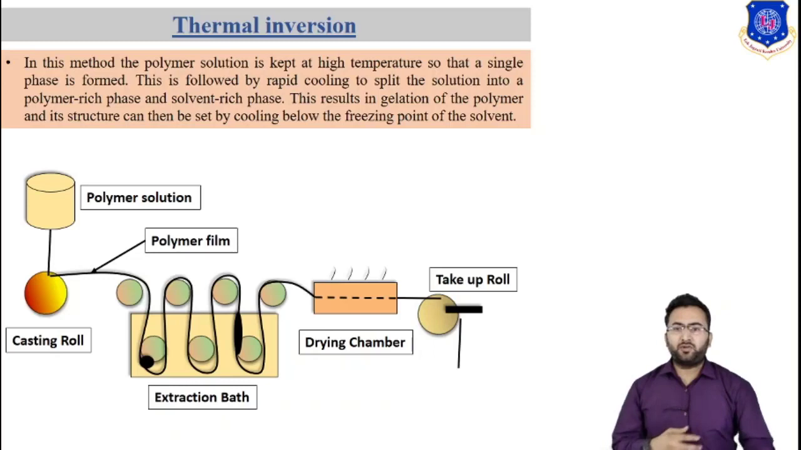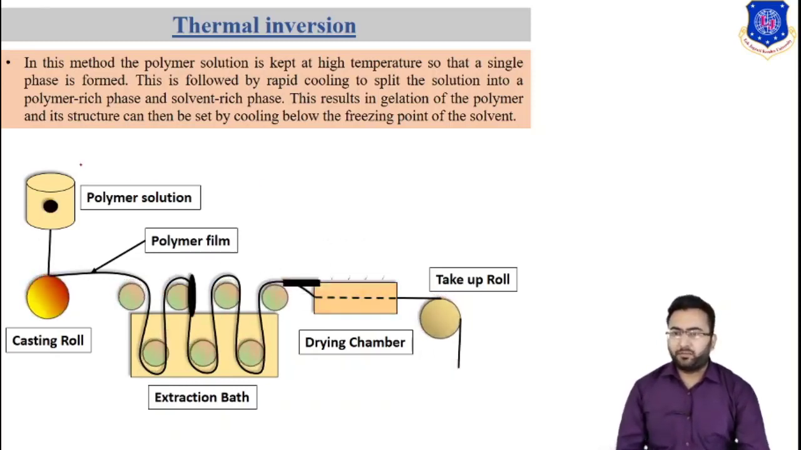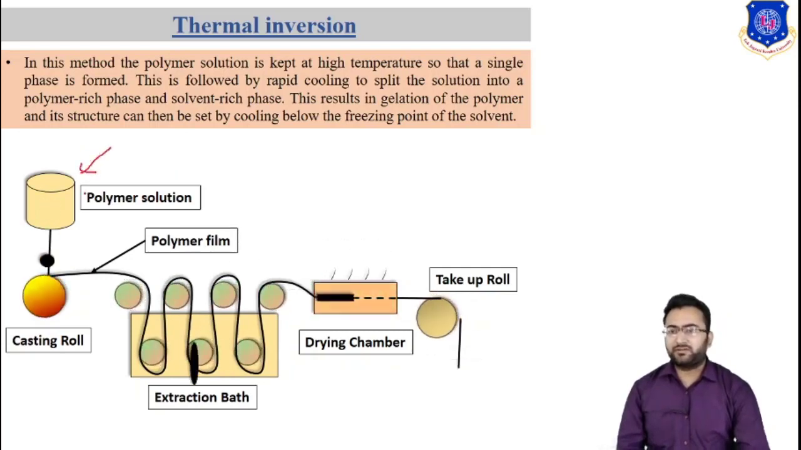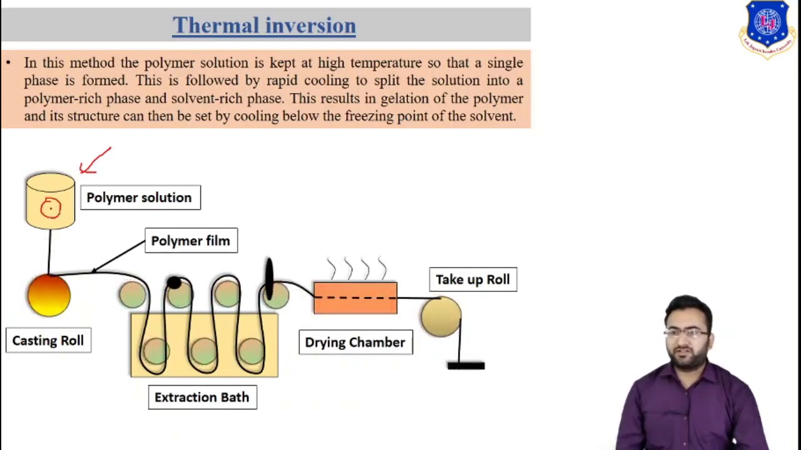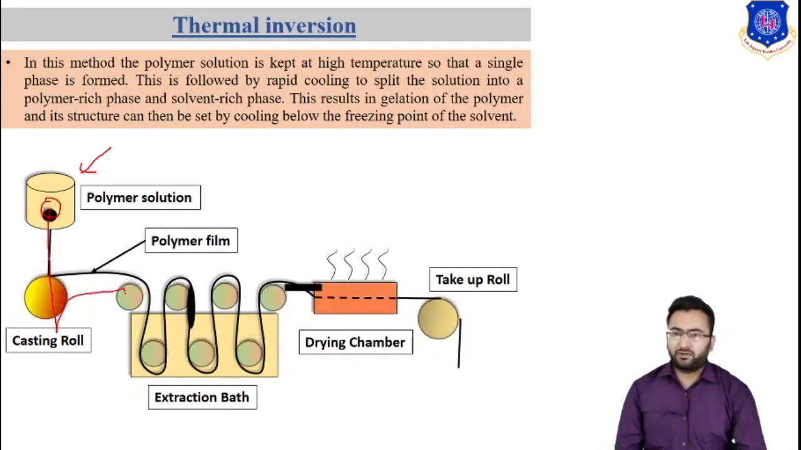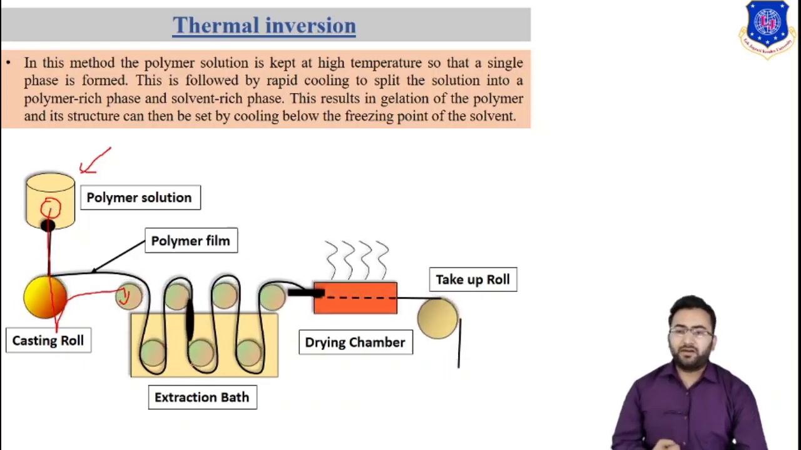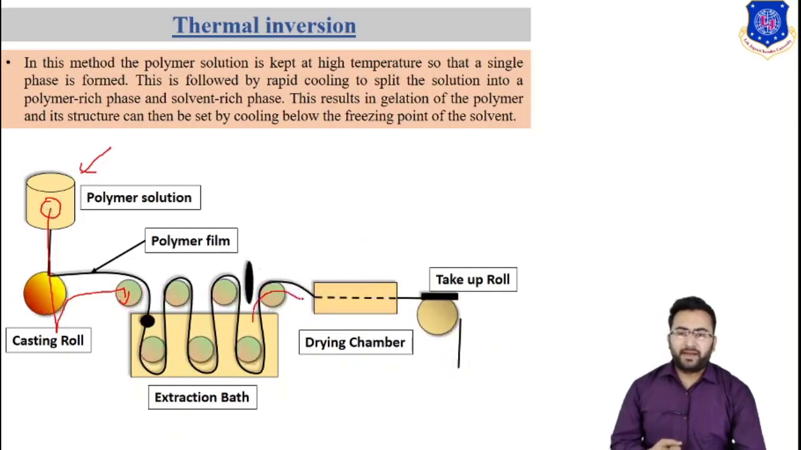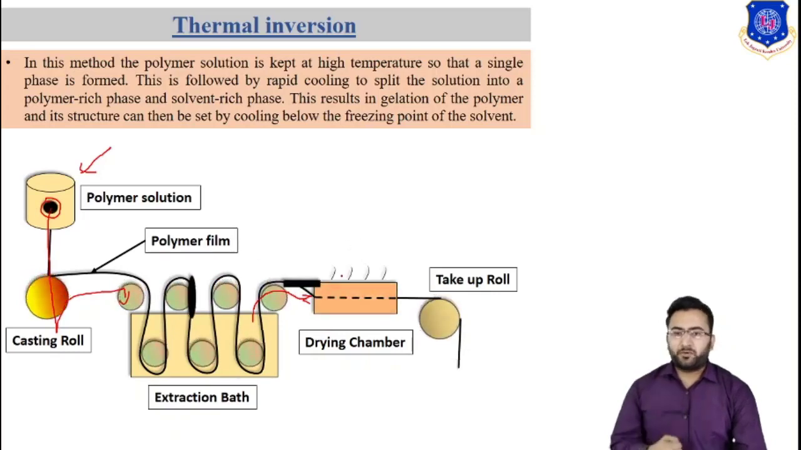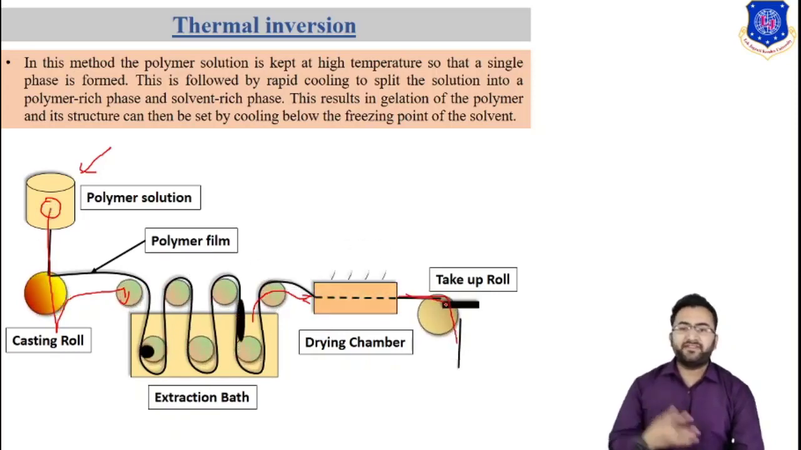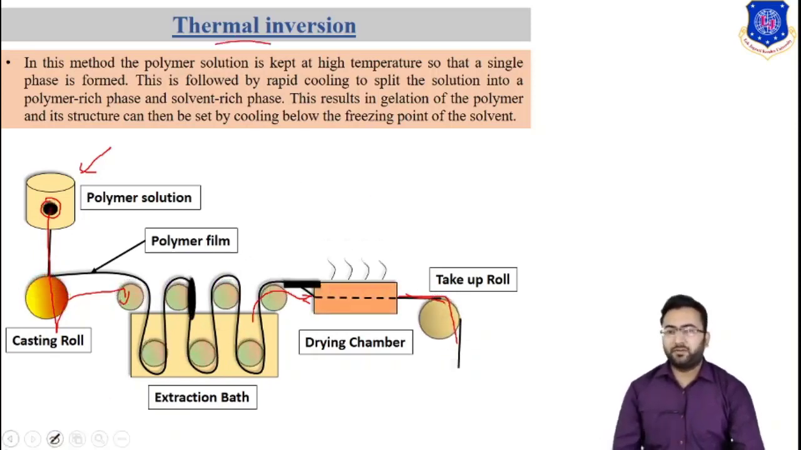This arrangement is shown in this figure. So in this figure, there is one polymeric solution storage. From the polymeric solution storage, this solution or mixture goes through the casting roll to the extraction bath, in which the polymer solution converts into polymer film and goes to the drying chamber where the phase inversion process takes place, and we can get a flat sheet of the membrane. So this is all about the thermal inversion process.